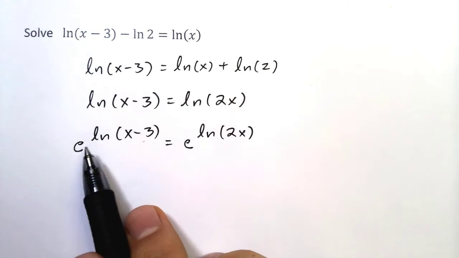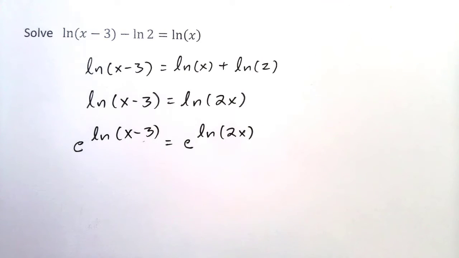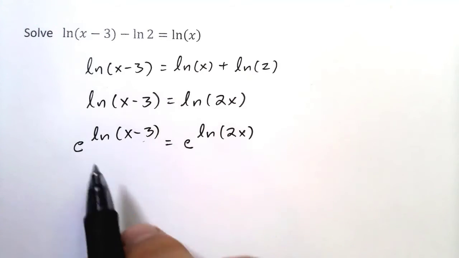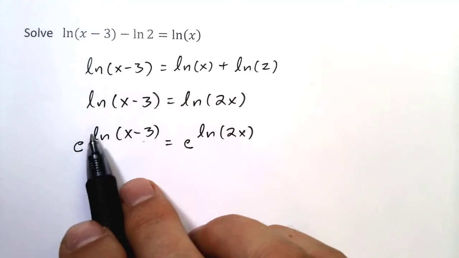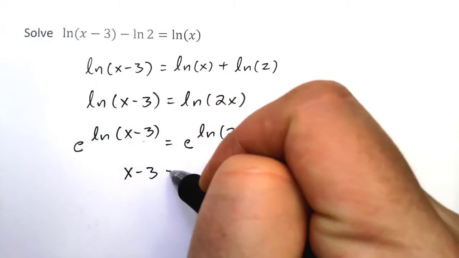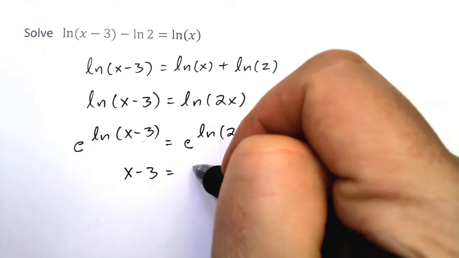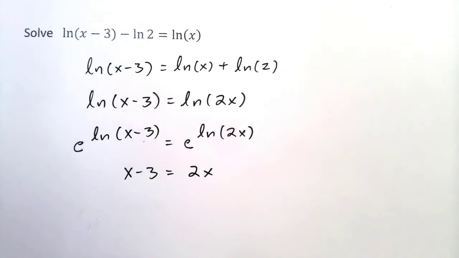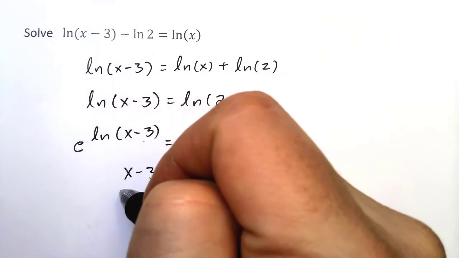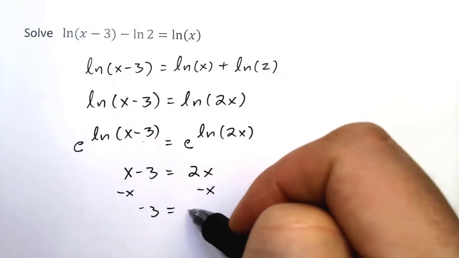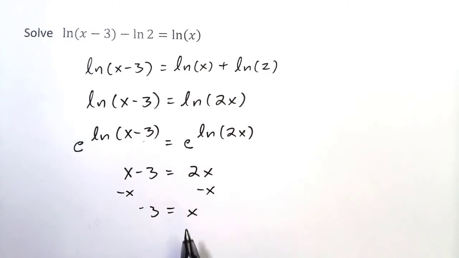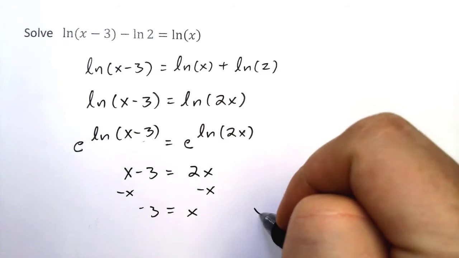And again, we're choosing e because it matches the base of the logarithm, so that's going to work out the nicest. The e and the natural log cancel off, and so I'm left with x minus 3. The e and the natural log cancel off, so I'm left with 2x. Okay, well, we'll subtract x from both sides. And I see I'm getting x equals -3 as an answer.